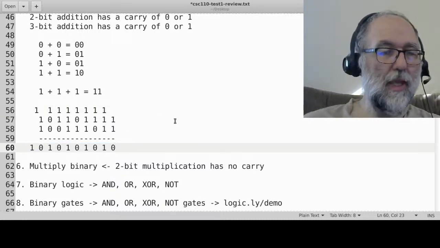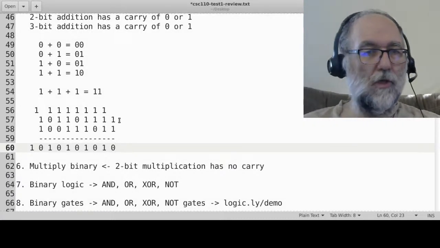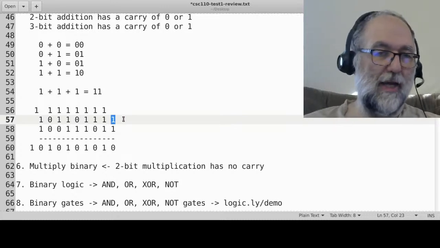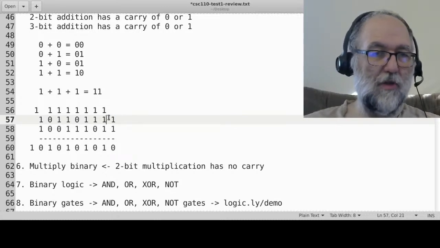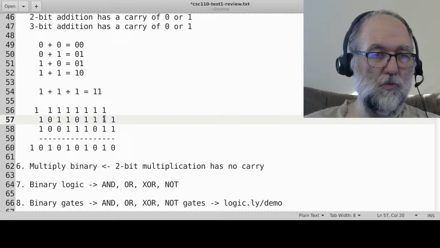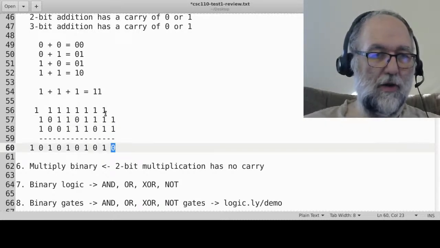Let me just go through it very quickly again. You start with the right-hand side, and you move to the left. So you do 1 plus 1 is 0 carry 1. Then 1 plus 1 is 0 carry 1. And then you do 1 plus 1 plus 1 is 1 carry 1. And then 1 plus 1 is 0 carry 1.